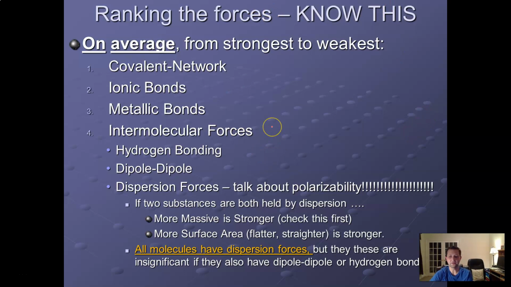Now that we're done with all the types of solids here, or really the type of structures, on average, you need to know this, on average, from strongest to weakest, I have on the slide here, so feel free to copy it down.